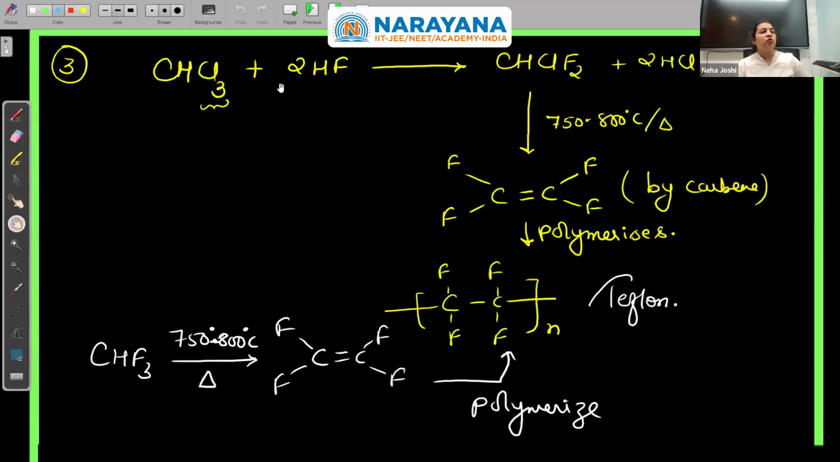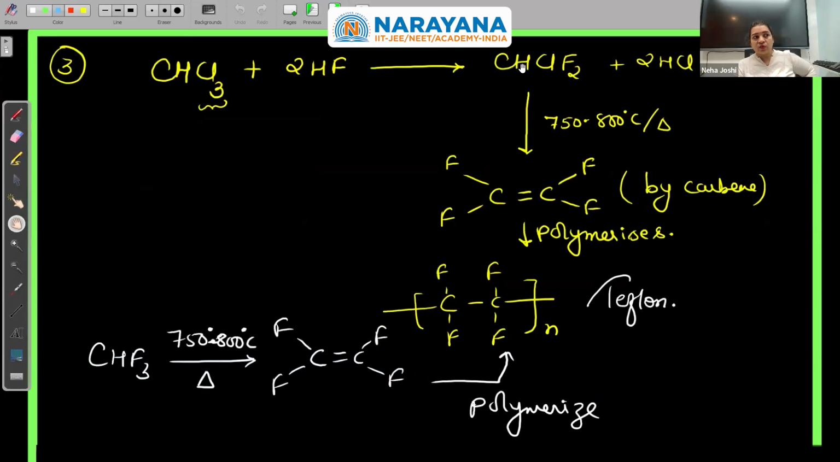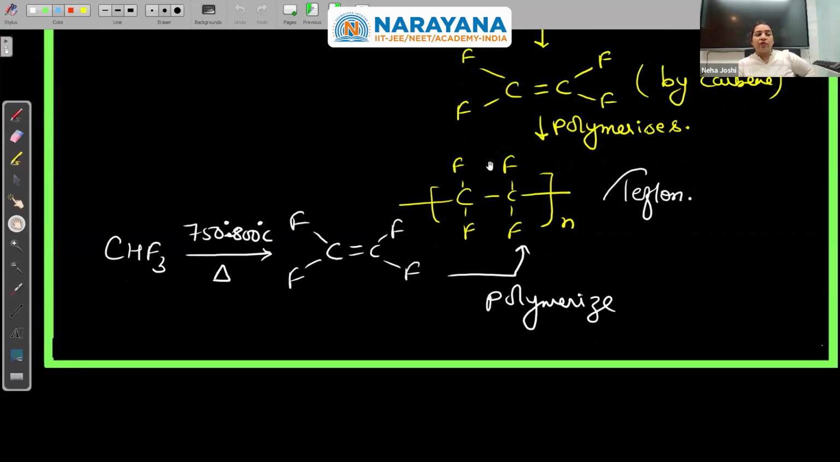Coming to the third point of chloroform, if it is treated with HF, it forms CHClF2, a chlorofluorocarbon. And this chlorofluorocarbon, if heated at 750 to 800 degrees centigrade, forms carbene first, and through carbene it forms the compound tetrafluoroethene, which polymerizes to a famous polymer called Teflon. See, this can be obtained directly from CHF3 also. That is also a carbene method, and you get Teflon.